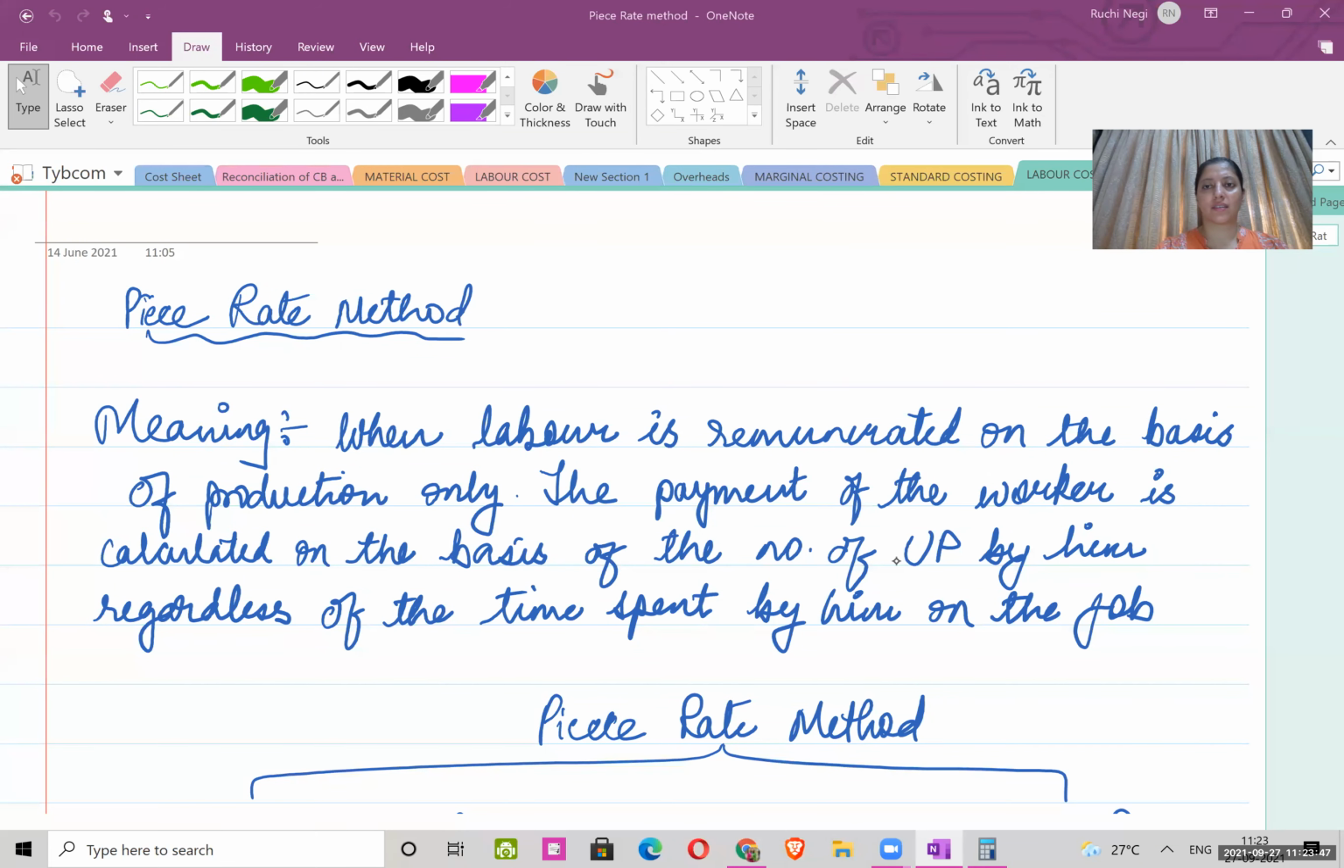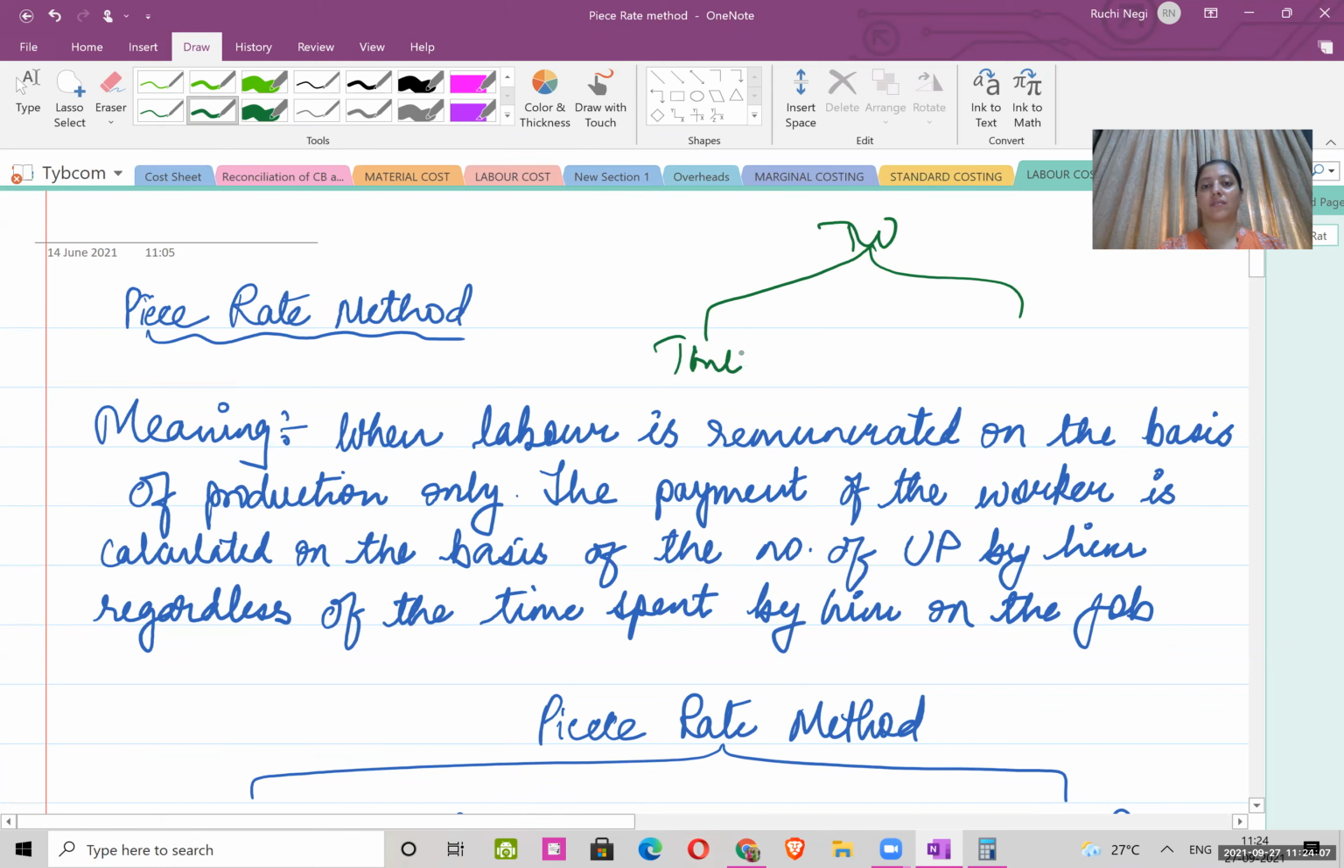Okay, so let us deal today with the piece rate method of calculating total wages. As discussed earlier in other lectures, the calculation of total wages is based on time rate and piece rate. I've already discussed this with you, I'm just brushing up whatever was done.